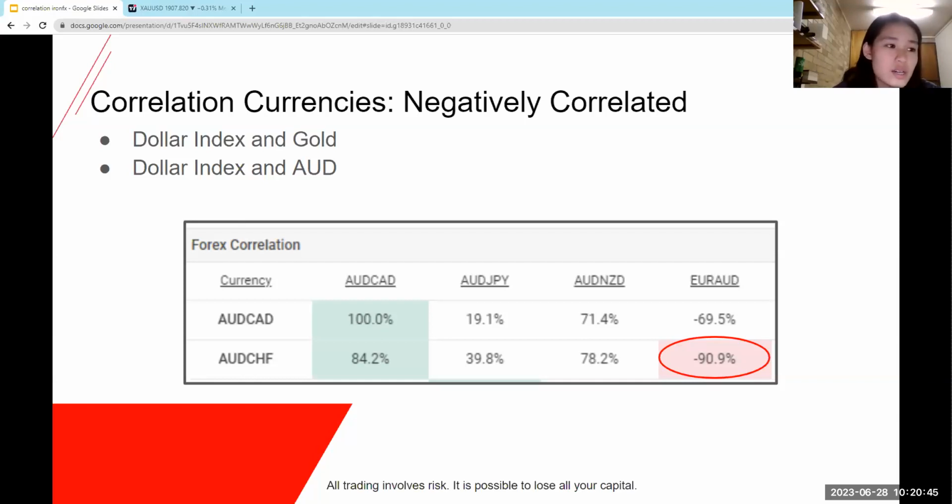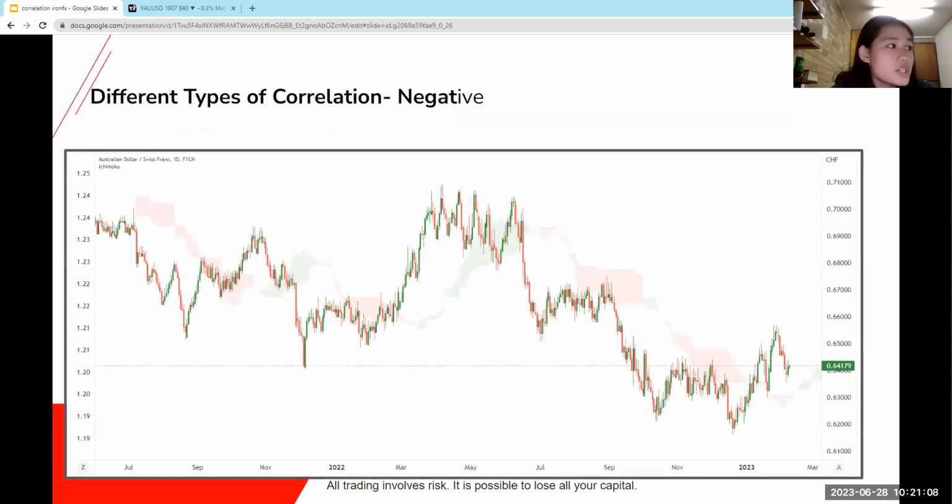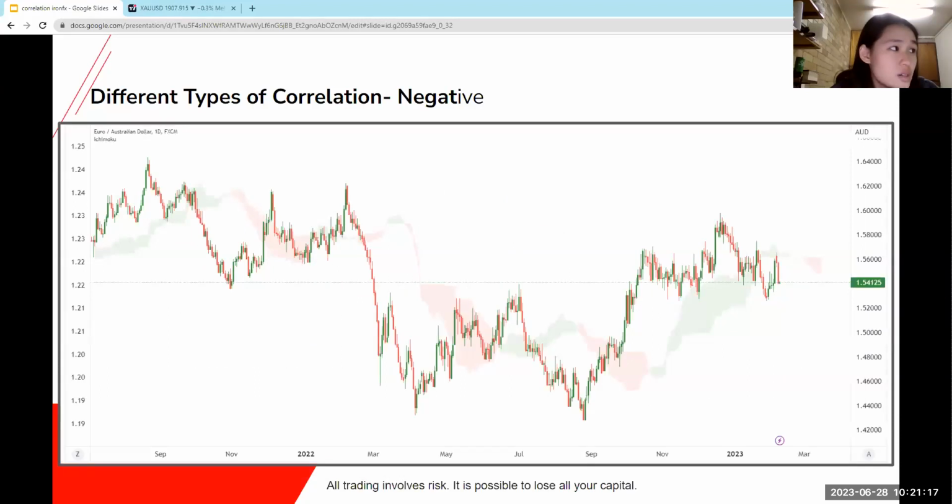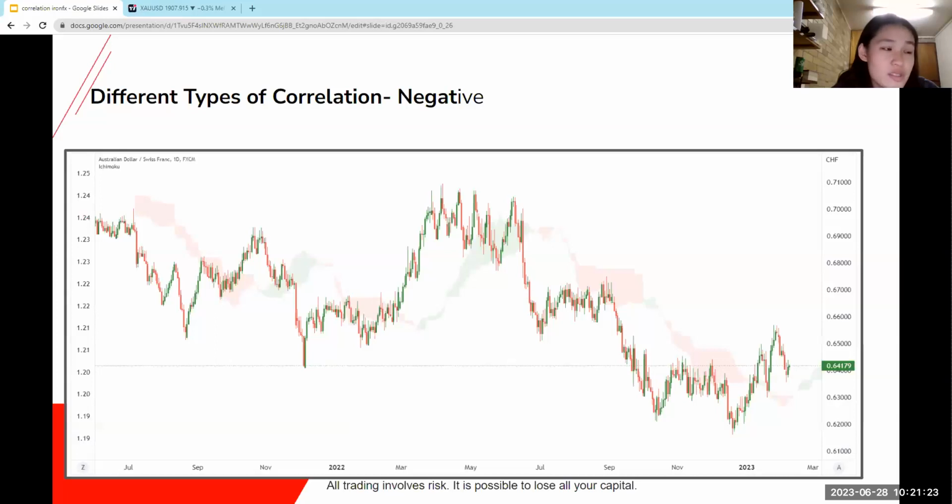Okay, so now let's take a look at an example. This screenshot is from Myfxbook once again, and we're comparing between the Aus franc and Euro Aus, which gives us a negative correlation of negative 90.9%. So it's pretty strong. Here is our Aus franc chart. And here is our Euro Aus chart. Once again, both of these charts, we're analyzing them on the same time frame. In this case, we're using the daily time frame.